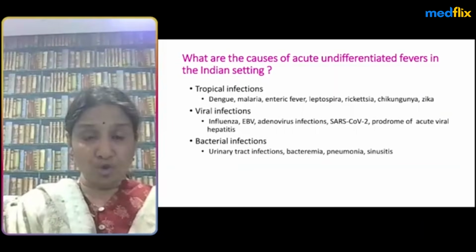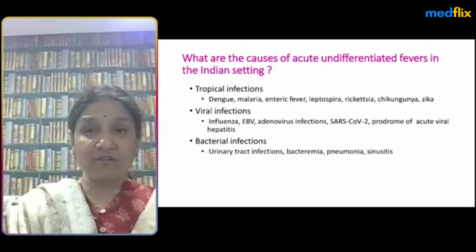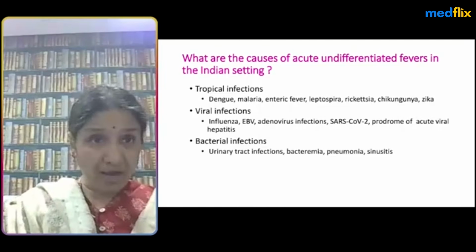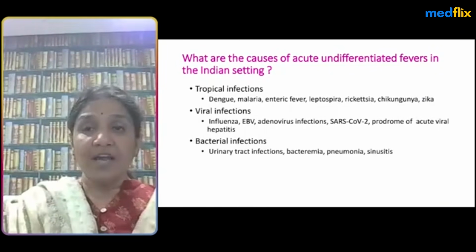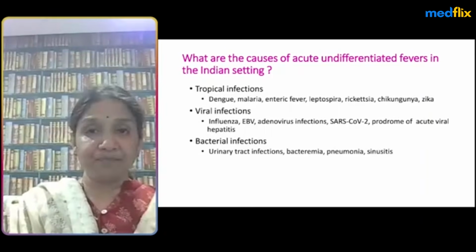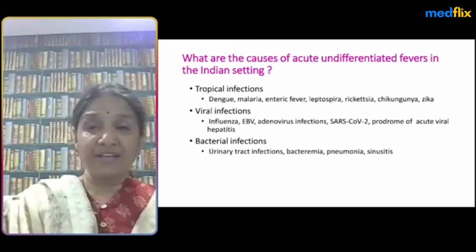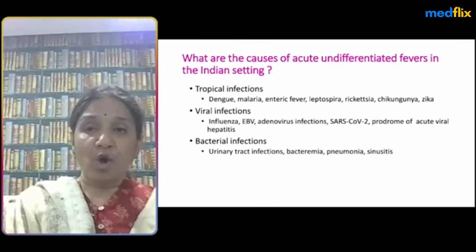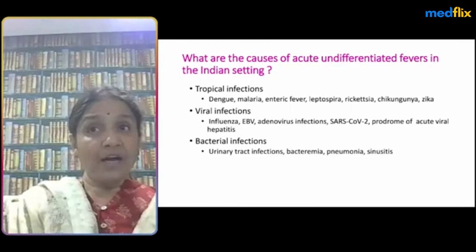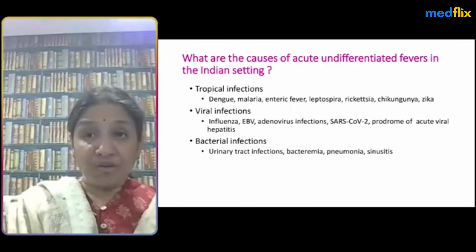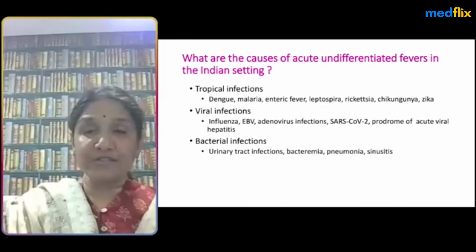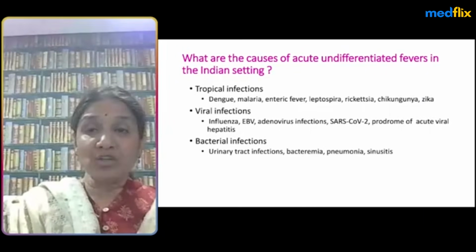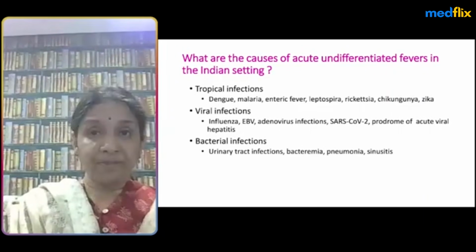Similarly, infectious mononucleosis can come with undifferentiated fever. And if you are having a prodromal phase of acute viral hepatitis before the jaundice starts, you can sometimes just have fever. And there are certain bacterial infections also which can cause fever without focus, like a urinary tract infection. Contrary to popular belief, when you have pyelonephritis, you may not get dysuria or burning, you get just high fever with chills, and sometimes you may have pain in the renal angle.